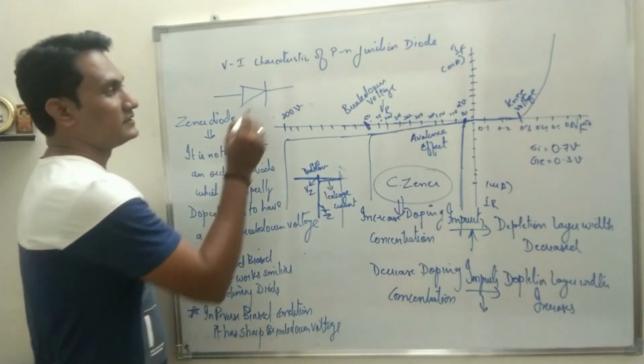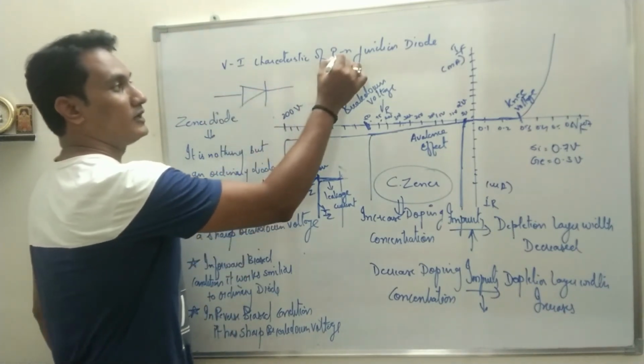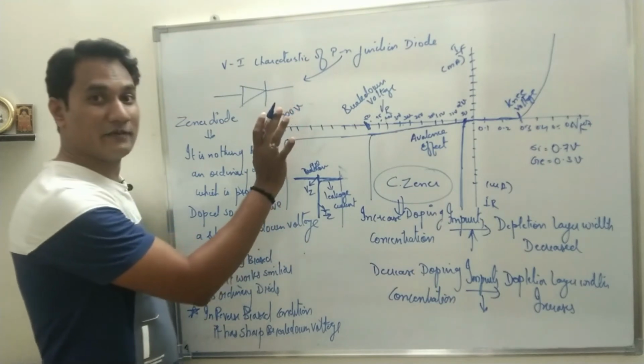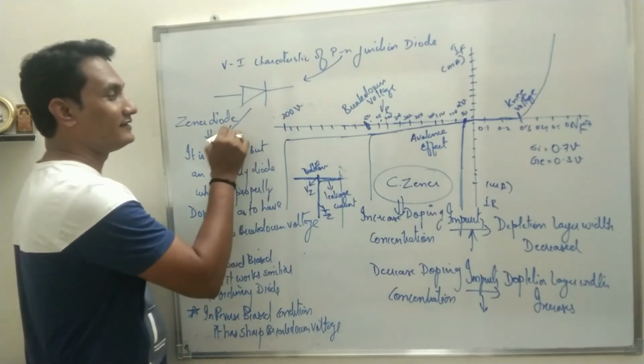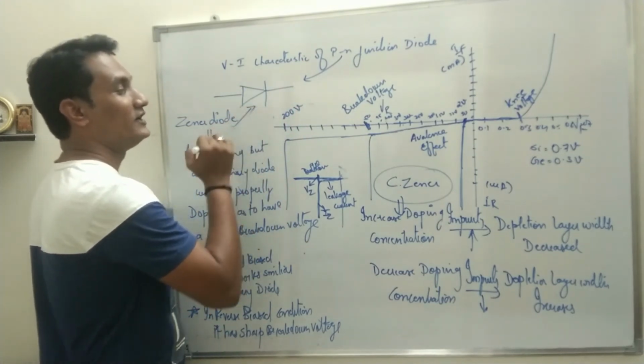Okay, and this is the symbolic representation of a normal p-n junction diode. See the modification which I'm going to do to make it the symbolic representation of a Zener diode.